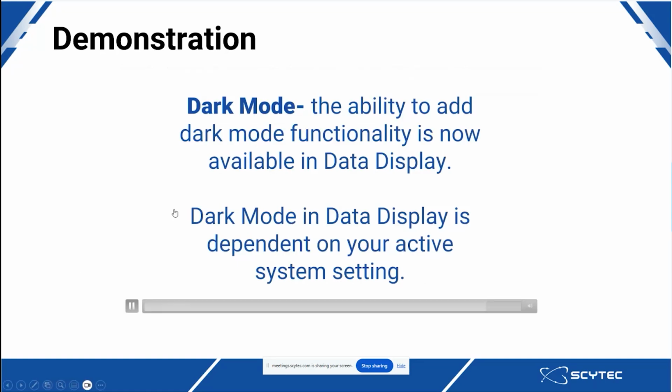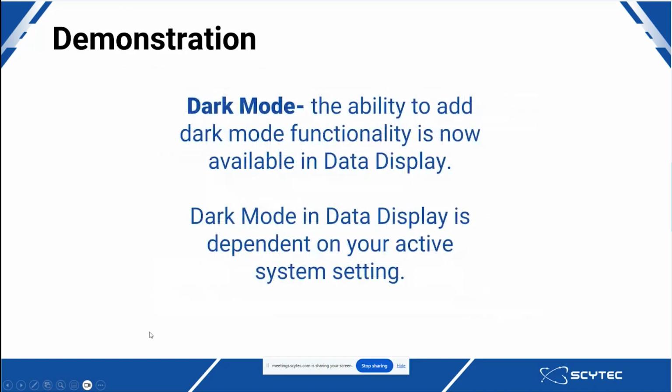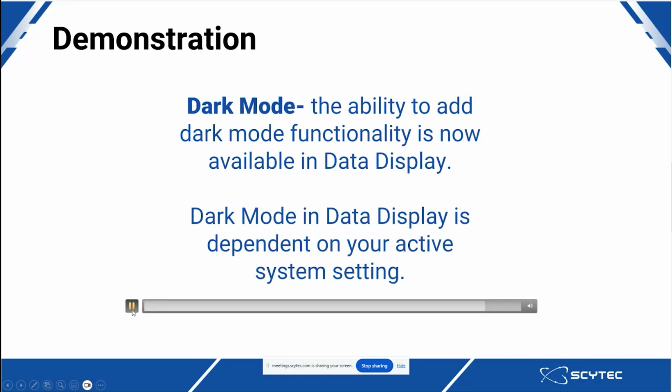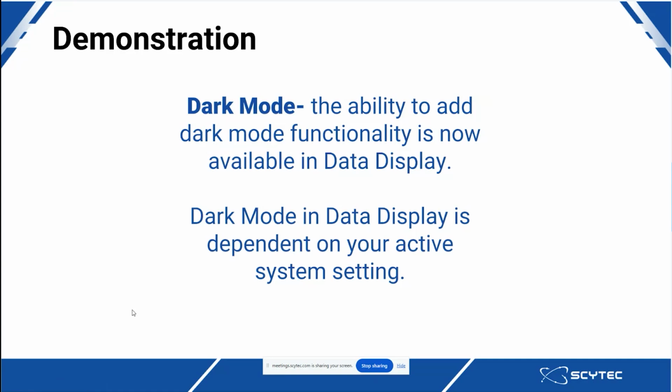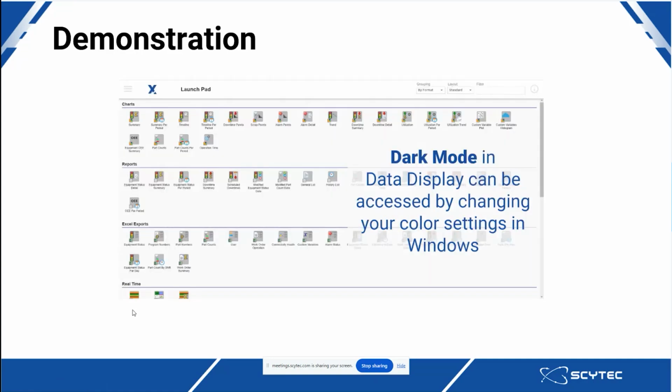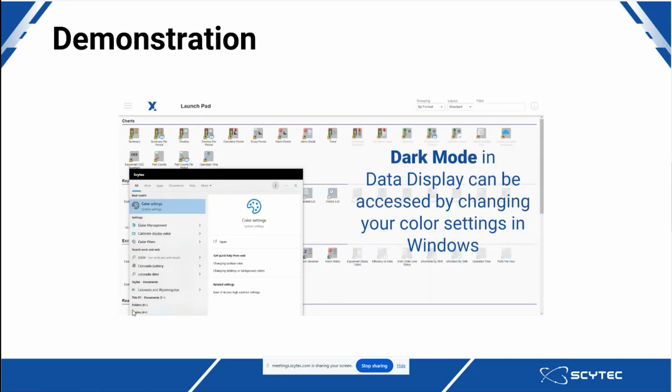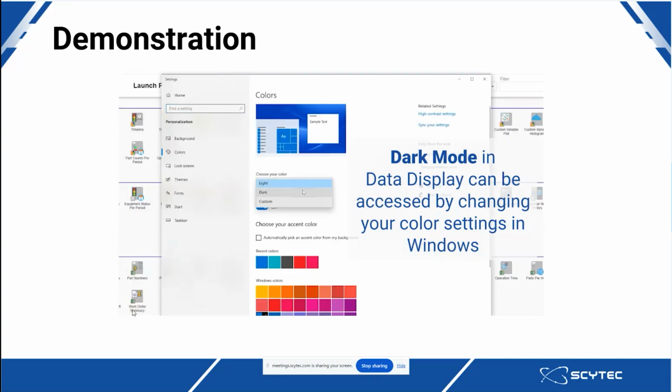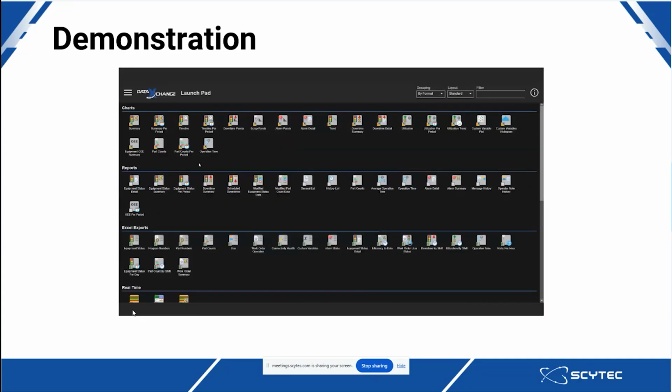Finally, we have the ability for dark mode. So dark mode, the ability to add your dark mode, is now available in Data Display, and it is dependent on your active system setting. So I did this here through Windows 10. This might be a little bit different on Windows 11, but you can go and change to dark mode by going to your color settings, going from light to dark, and then DataXchange will follow suit inside of Data Display and switch that to dark mode. And you can also revert it back to light mode by doing the exact same process, just in reverse.